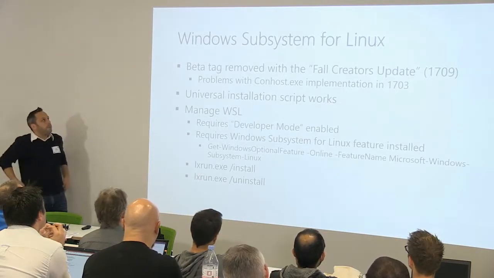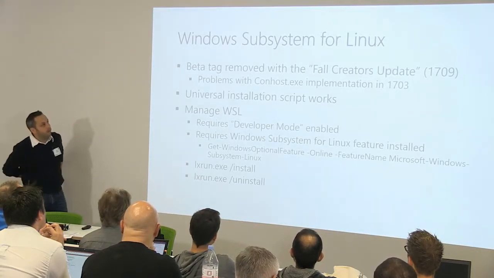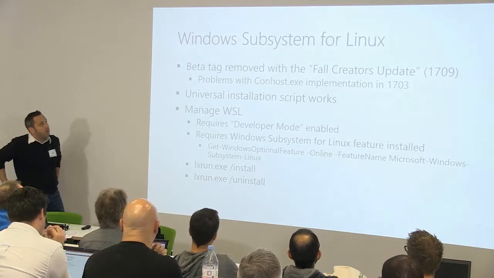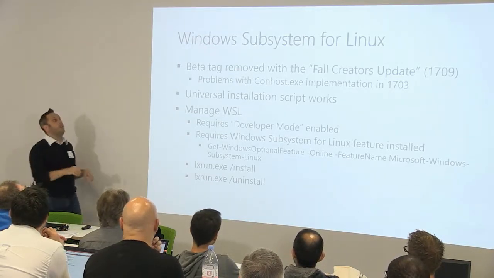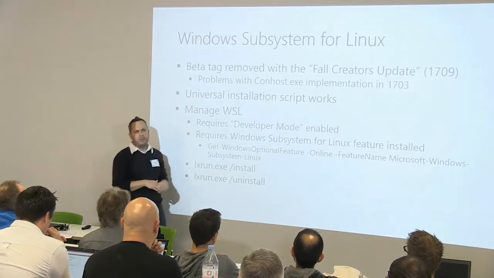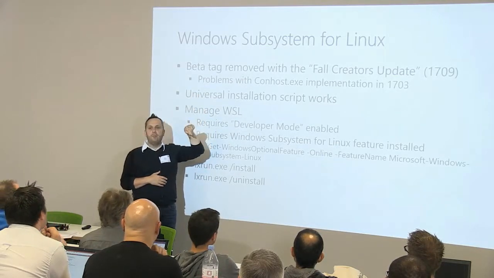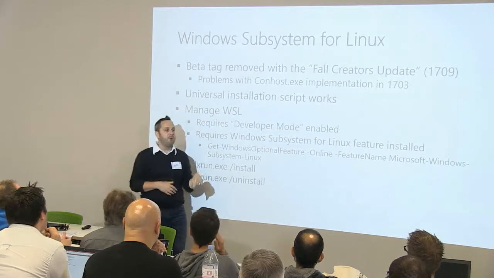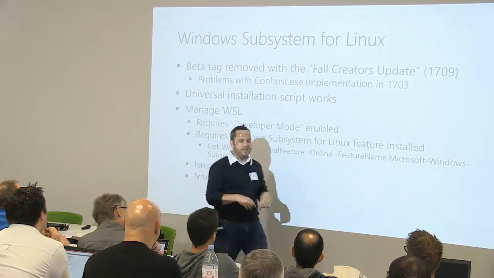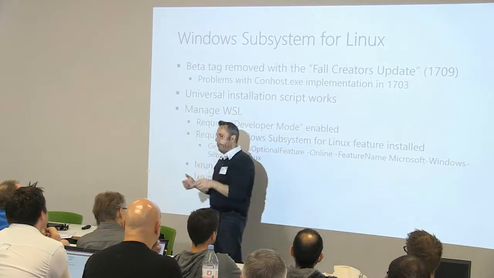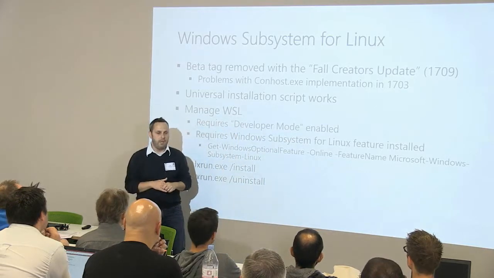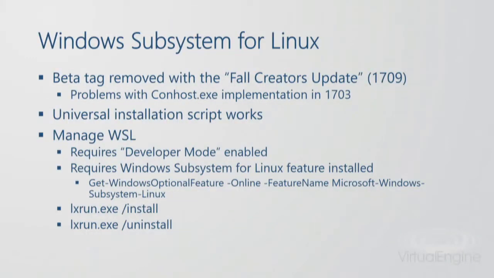It does work. PowerShell Core does work, and that universal install script does work on the Windows Subsystem for Linux. Who's used this on a Windows 10 box? This is where you enable developer mode. You fire up a command prompt, you type in bash, and it says, hang on a minute, it's going to download an Ubuntu-based image. There are more coming. They may be available in the store now. And you can run bash scripts and things on your Windows development box.